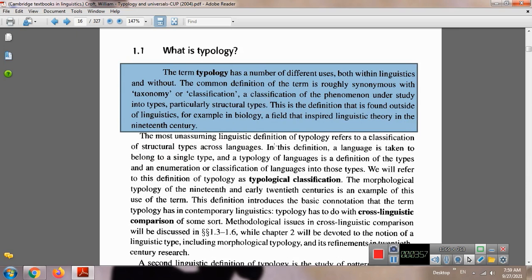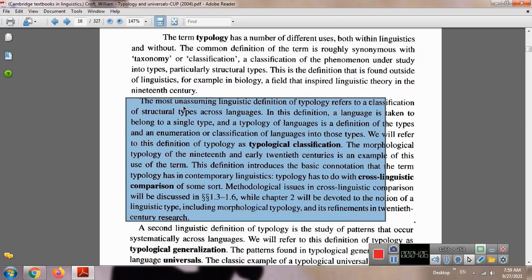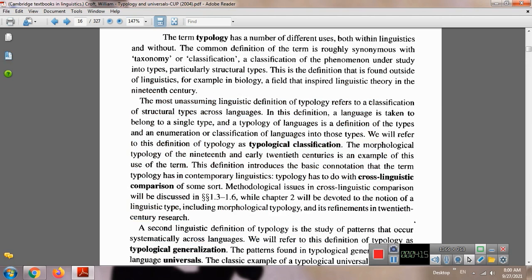Now the most unassuming linguistic definition of typology, where we read about typology in linguistics. The most unassuming linguistic definition of typology refers to a classification of structural types across languages. I told you that classification is also common in linguistics, but not like in other fields. Here we know typology in linguistics as the classification of structural types across languages.